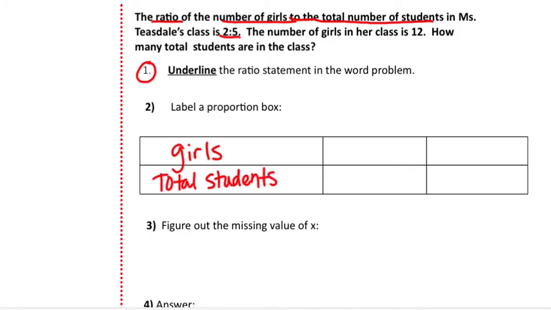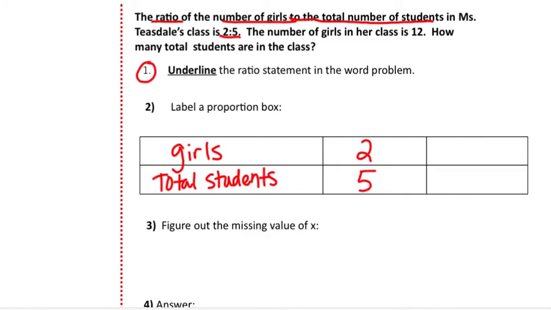The next thing we need is the numbers in the proportion box. Well, it says the number of girls to the total number of students is 2 to 5. If the number of girls came first, then the first number, 2, is going to correspond with girls. Total number of students came second in the sentence, and so the second number, 5, has to go with the total students.